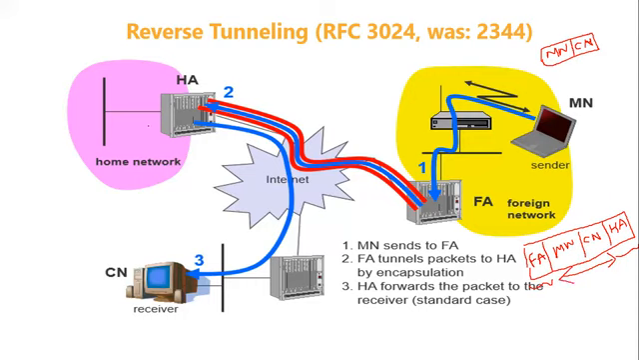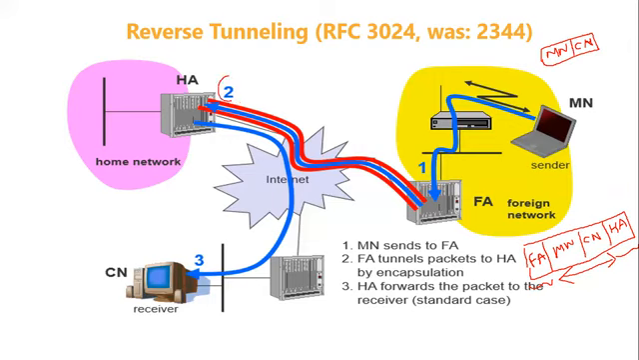Now the HA will decapsulate this packet. The encapsulated packet will be transmitted to the HA through a tunnel. That is, it will be considered as just one hop. So there is one hop from MN to FA, the foreign agent, and the second hop is from FA to HA. But actually, this is a tunneled communication. Internally, it may pass through several nodes, but logically, it is treated as just one hop.